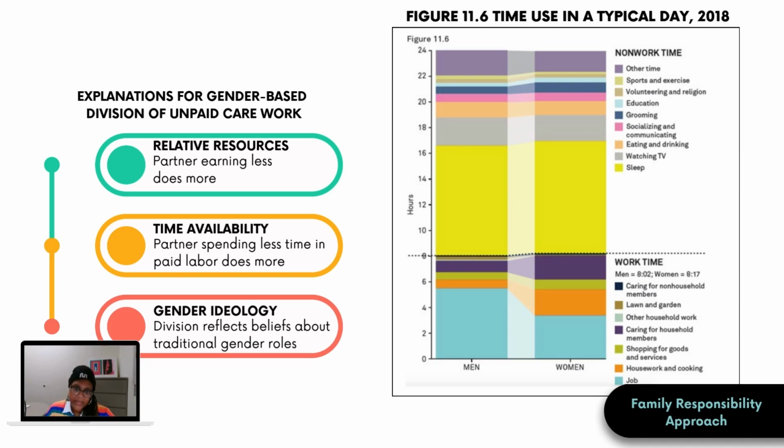The time availability explanation is very similar to the relative resources explanation, and sometimes it goes hand in hand, where the partner who spends less time in paid labor will do more. And again, my household turns this one upside down a bit as well. And that is because I am a professor who is working my way through tenure, right? And so, first of all, if you don't know this, professors, although we seem to have lots of time off, we are never completely done or separated from our job.